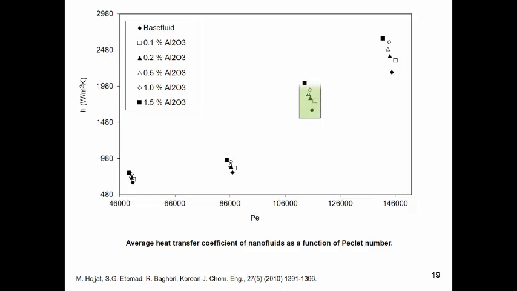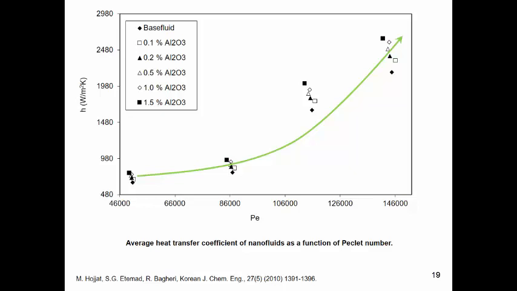It's clear that addition of nanoparticles to the base fluid enhances its heat transfer coefficient significantly. At a given nanoparticle concentration, the heat transfer coefficient of nanofluids increases with increasing Peclet number. The Nusselt number of nanofluids also increases with nanoparticle concentration and Peclet number in the same manner.